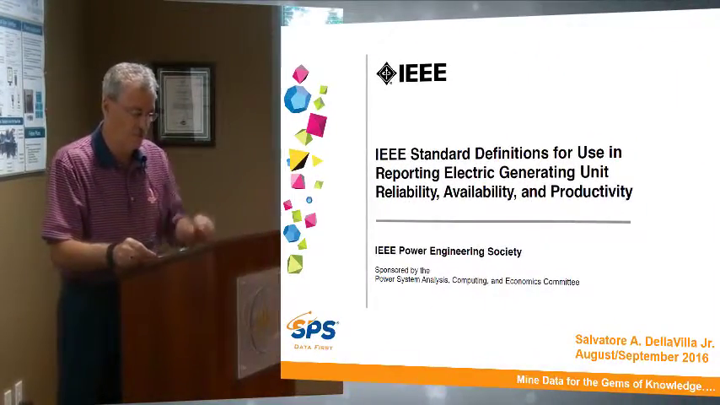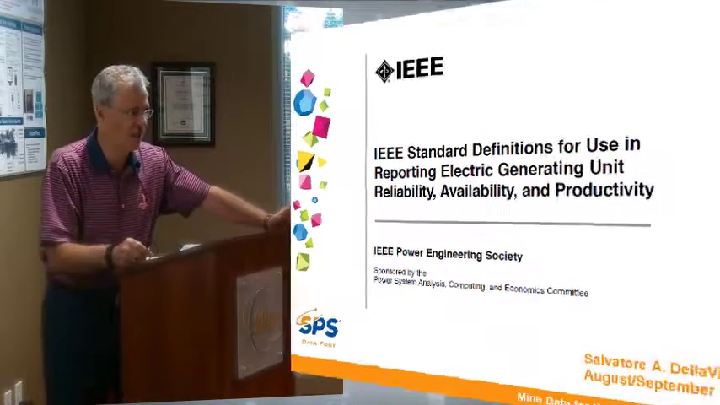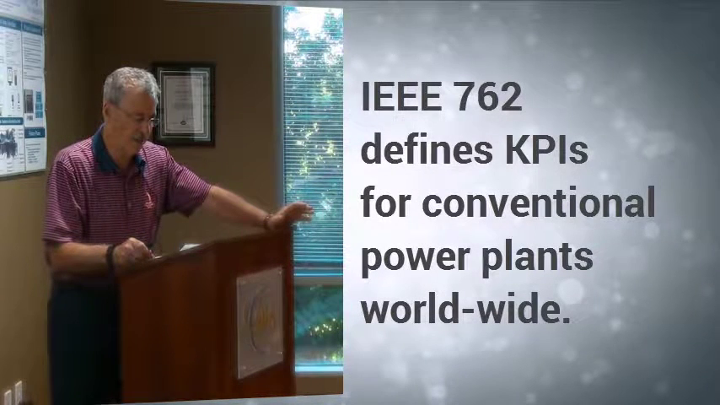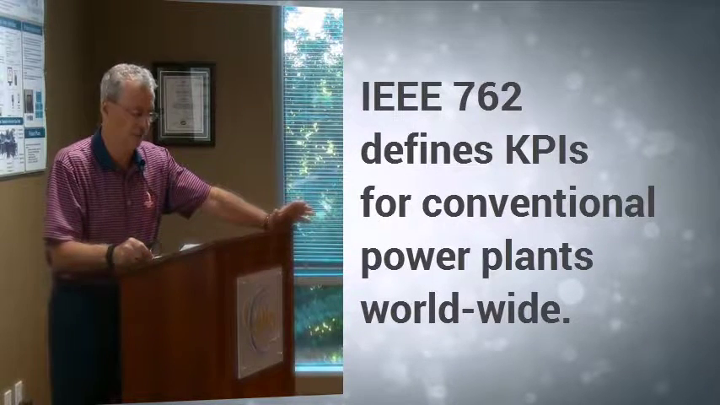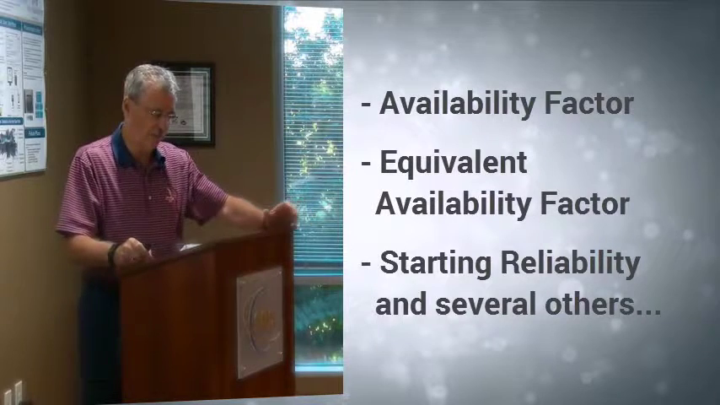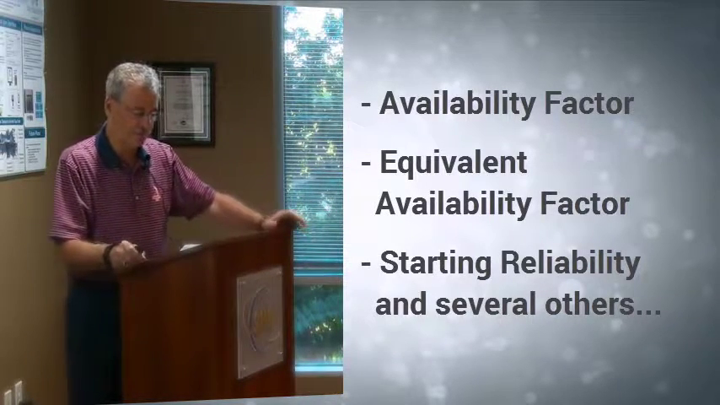So thank you for joining me today in the discussion regarding IEEE Standard 762. We all know that IEEE Standard 762 defines the key performance indicators that the global energy market uses to benchmark the reliability performance of conventional power plants. Availability factor, equivalent availability factor, starting reliability, and several others.